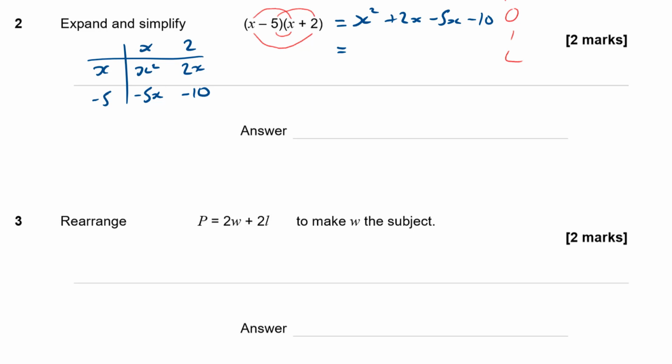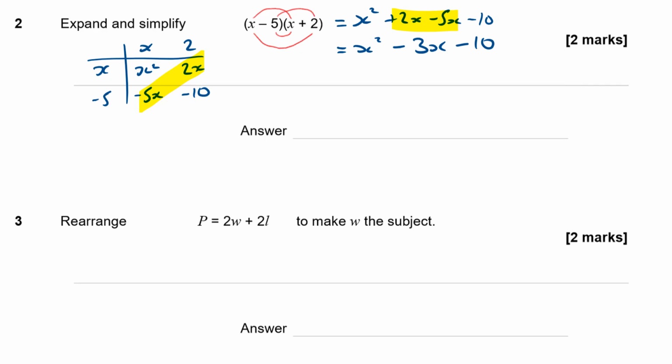What we then need to do is take our two middle terms, which will appear here if you've done FOIL or if you've done it using the grid method, those ones along the diagonal, and we need to combine them into one term. So I've still got my x squared plus 2x minus 5x. 2 subtract 5 is negative 3, so it's going to give me negative 3x in the middle, and minus 10 from before. So x squared minus 3x minus 10. Like I say, either method is fine. Pick the one that works best for you.